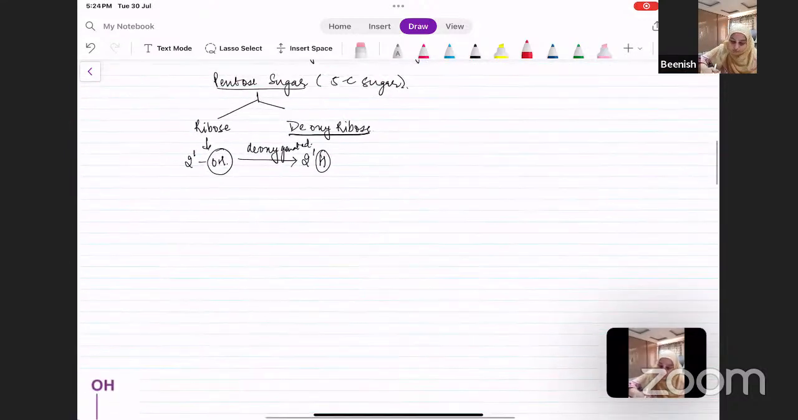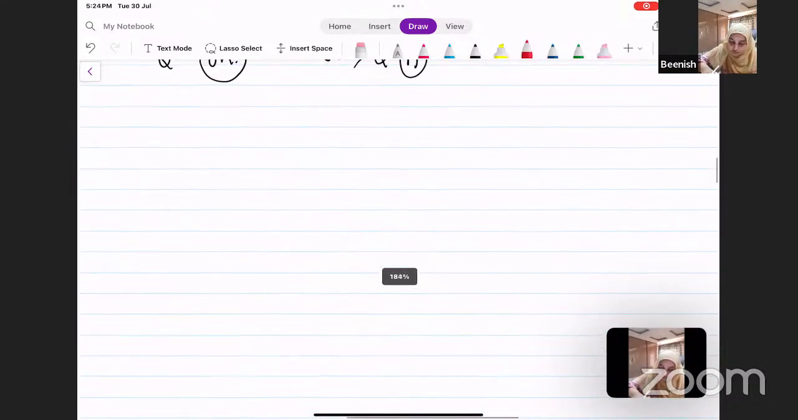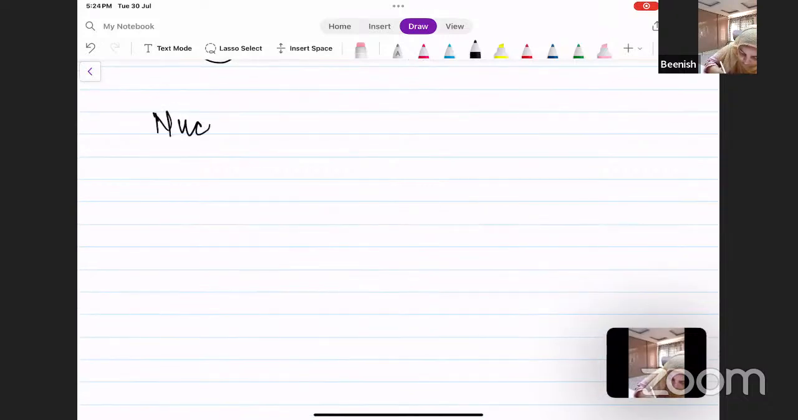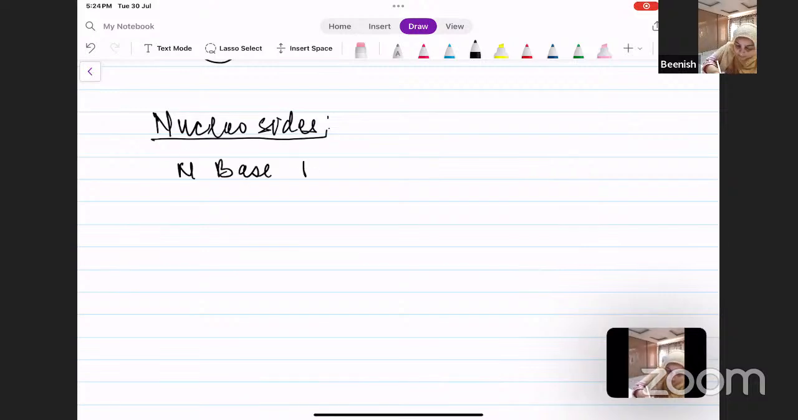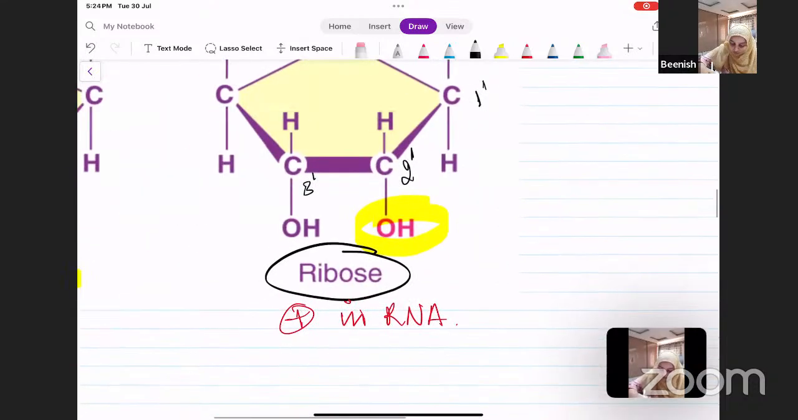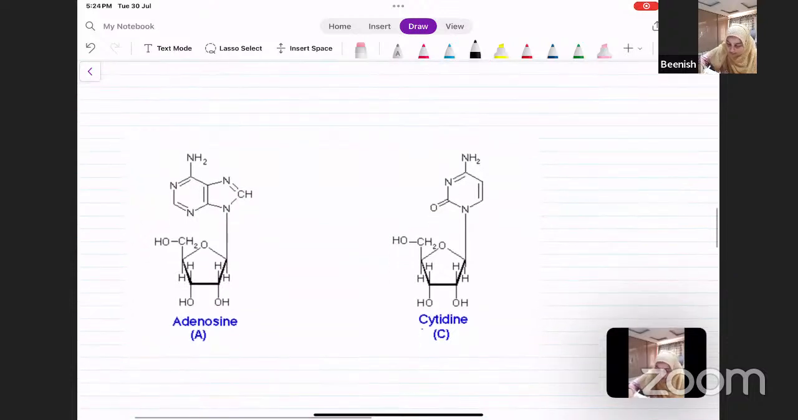Now moving forward to nucleosides. Nucleosides, like I told you in the beginning, are a nitrogenous base plus a pentose sugar. This forms a nucleoside. So let's see how it's going to be formed. With the help of a diagram, it's going to be more clear.